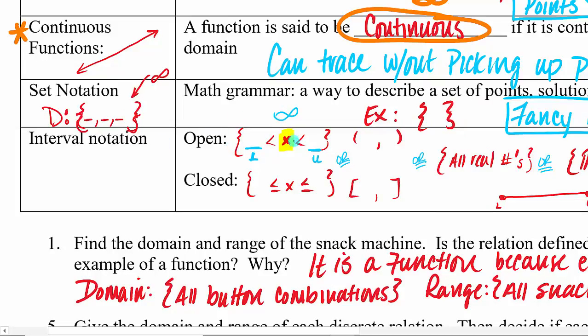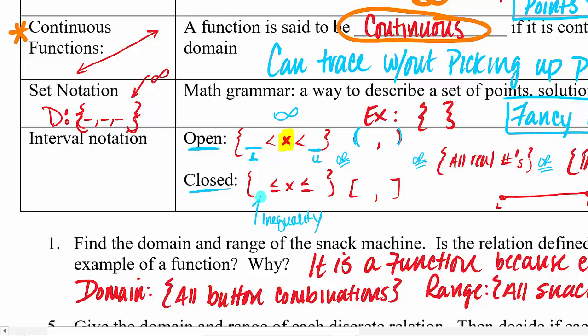We also have a fancy way of doing it without the actual inequality. We can do it with just parentheses. So before we do that, though, let's talk about the difference between open and closed, and then I'll show you how to do the one without the actual inequality part. So this one's called an inequality interval notation.